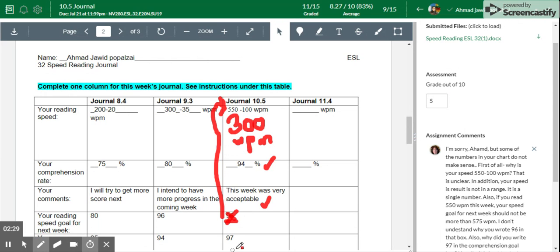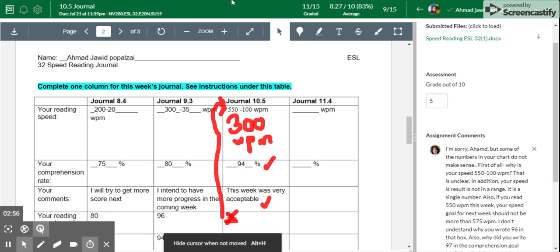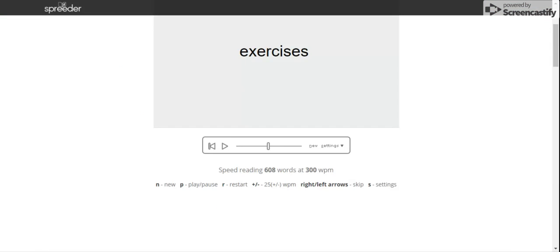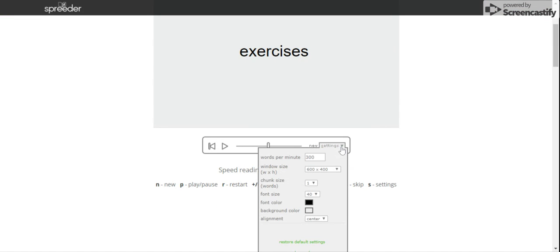So what this number should be is how fast you want to read next week. So let's look at my example for now. If I read 300 words per minute this week and I got a 94%, that's great. 80% or higher means you're successful and you can try to read faster the next week. So when you go to Spreeder next week, you'll go in and you'll again go to settings. Okay, and when you go to settings, you're going to change it and make it 25 words per minute faster. So now it'll be 325.